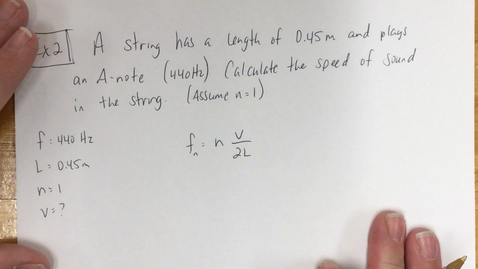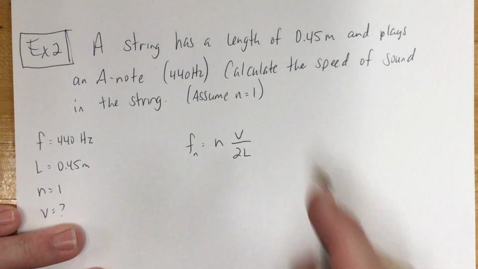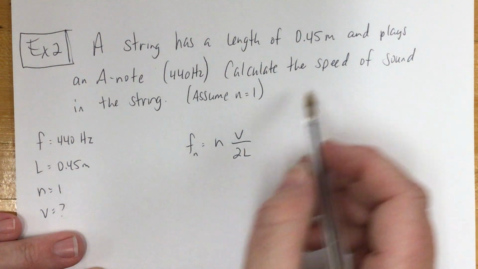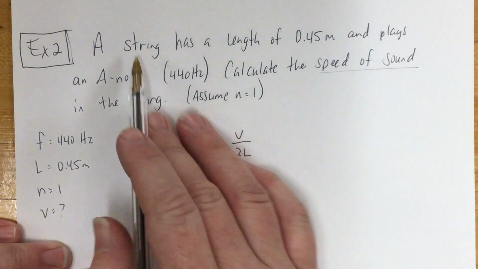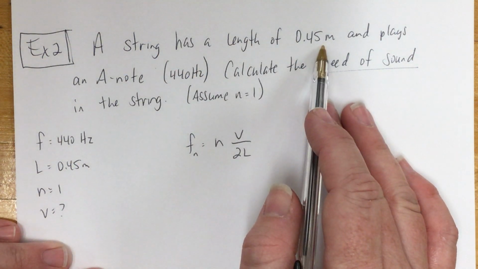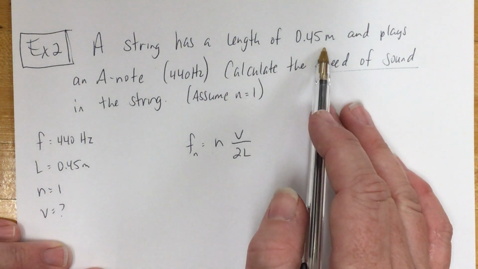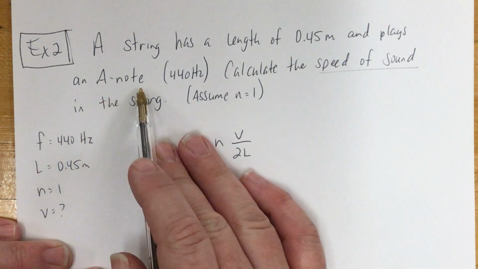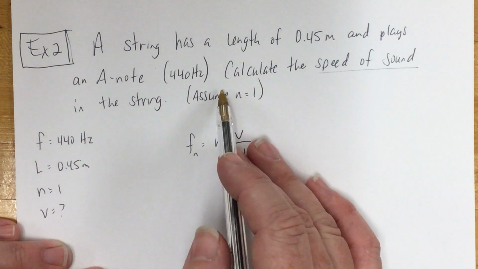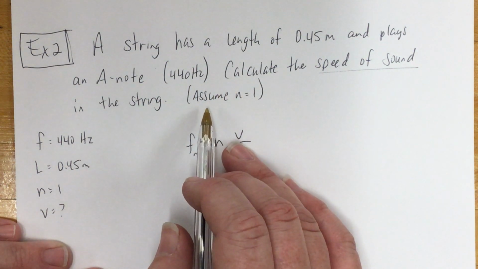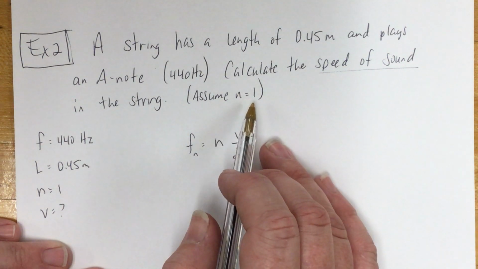Another way we might have to solve this is by solving for the speed of sound in a string. In this case, you have a string with a length of 0.45 meters. It's already given in meters. You don't have to change anything. It plays an A note, which is 440 hertz. And you're calculating the speed of sound in the string. Because nothing is given about your n value, you can assume that n equals 1.